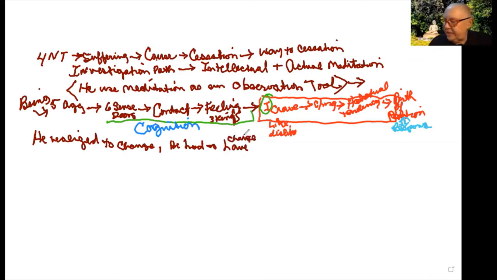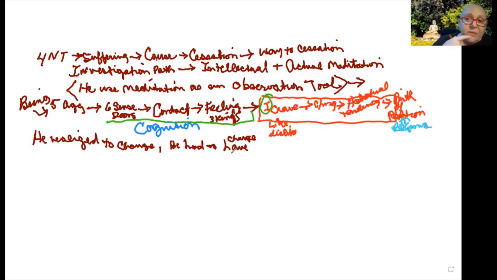He began to understand it wasn't quite right. What he had done with Alara Kalama and Ramaputta didn't work, didn't go far enough. So he knows he has to change, and as he's going along, he's trying to figure out, he's not always thinking about it, he's practicing, and he actually stumbles on it. And we think he actually stumbled on it the night that he woke up. That's what Bhante and I really think. We've talked about it a number of times, but nobody really knows. But it could have been that fast because of what it was.